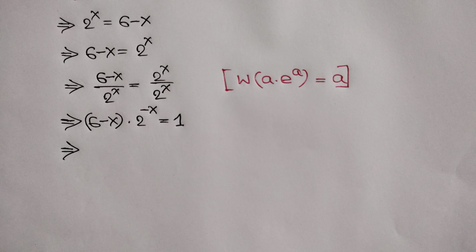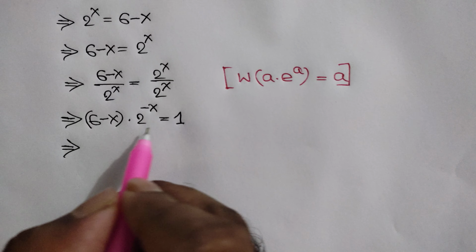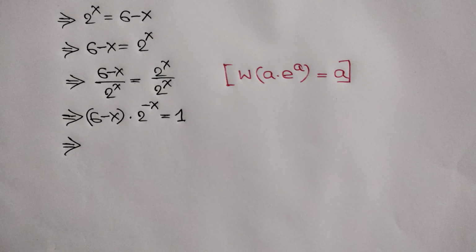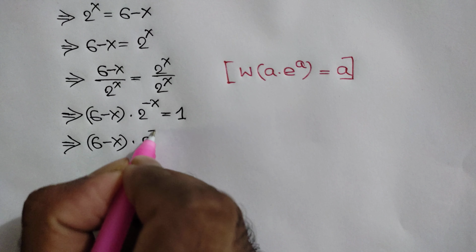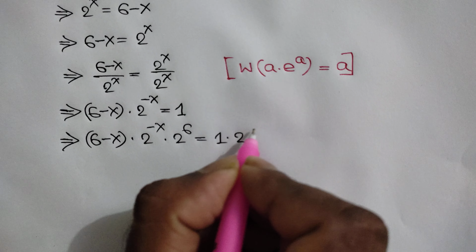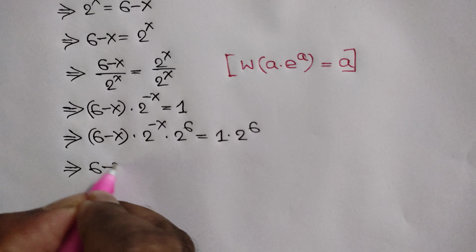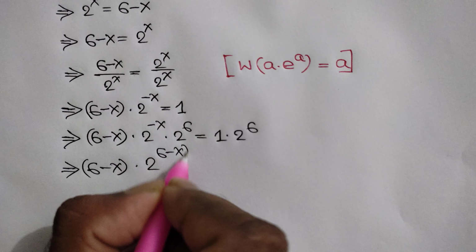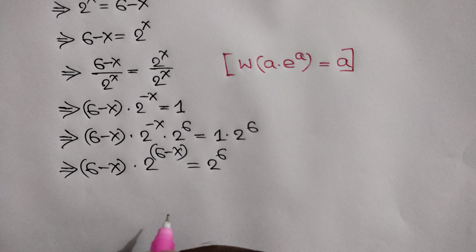So here is 6 minus x, so we need this exponent to be 6 minus x. Multiplying both sides by 2 to the power 6 we can write 6 minus x times 2 to the power negative x times 2 to the power 6 is equal to 1 times 2 to the power 6. So 6 minus x times 2 to the power 6 minus x is equal to 1 times 2 to the power 6, which is 2 to the power 6.